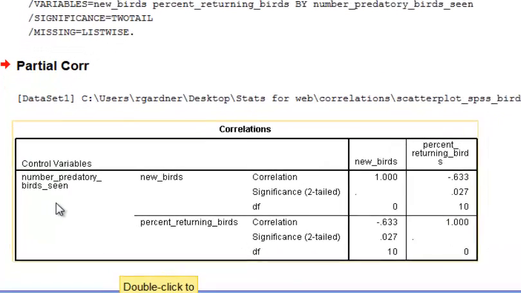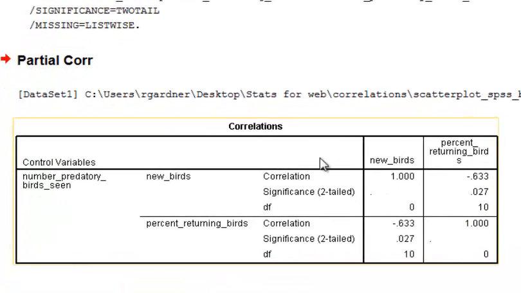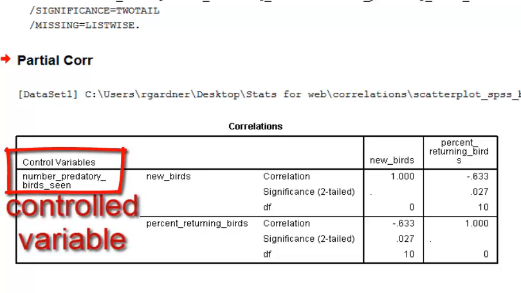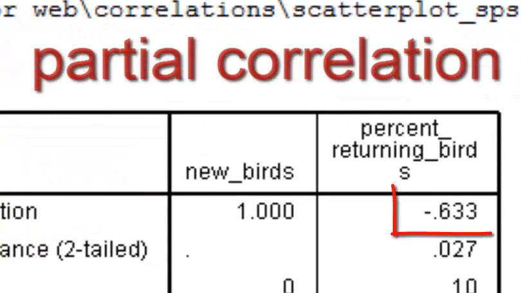There you have it. Here's the partial correlation between the percentage of returning birds and new birds when you control for the number of predatory birds. Okay, so you see how that correlation changed a little bit. So the partial correlation between the number of new birds and the percentage of returning birds, while controlling for the other variable, which was the number of predatory birds seen, is now negative .633. So that is the partial correlation. And I hope that helps.